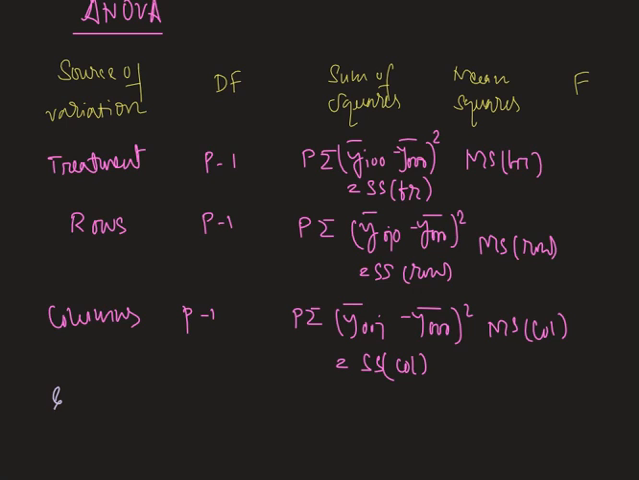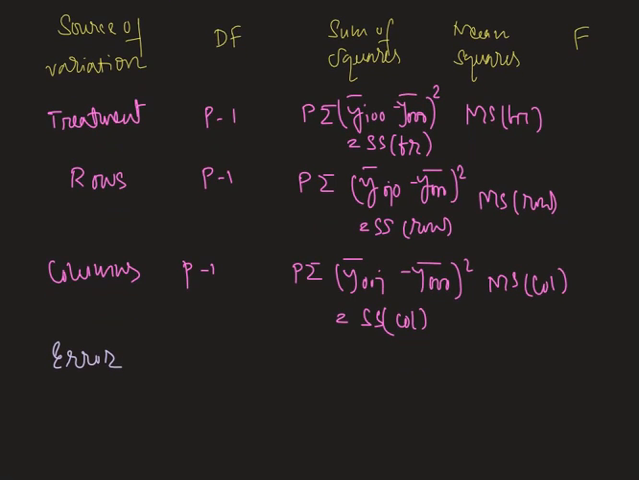Now we have to find the variation due to error. The degrees of freedom of error is evaluated by subtracting all the degrees of freedom due to treatment, row and columns from the total degrees of freedom. As we know, the total degrees of freedom is p square minus 1. So the error degrees of freedom results in p minus 1 into p minus 2.